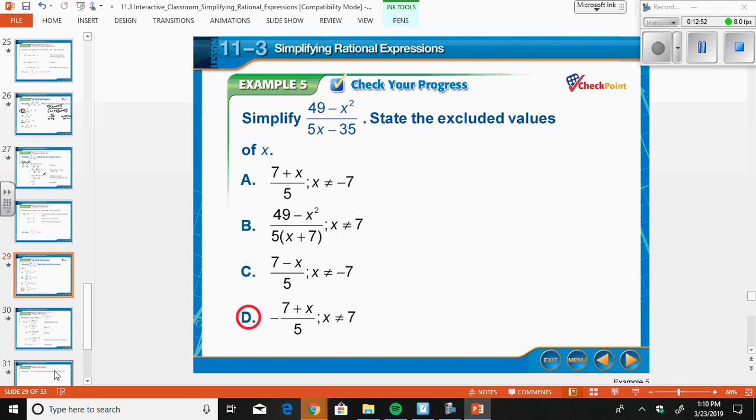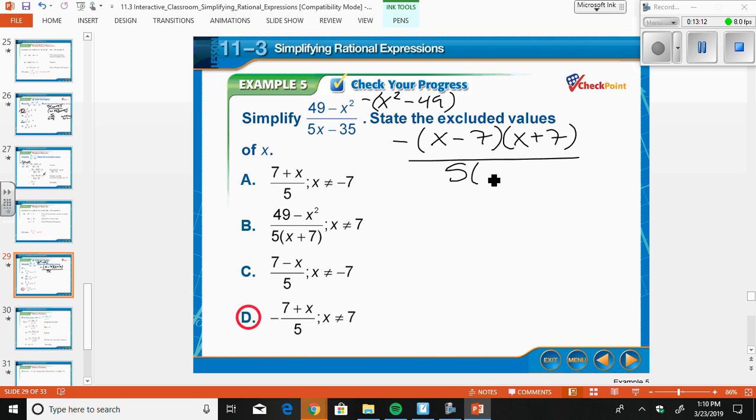Simplifying. So this, I'm going to go ahead and make it negative. And so that we have negative x squared minus 49. So this is one of those special cases, so I know I can do x minus 7 times x plus 7. Obviously, you can't always go ahead and do that. And then I can take out 5, and I'm left with x minus 7. So now I have negative x plus 7 over 5. Sorry, there we go. They did 7 plus x, which is fine.